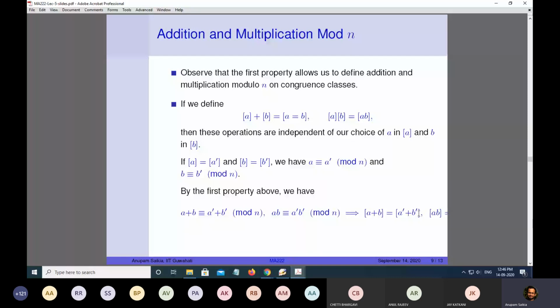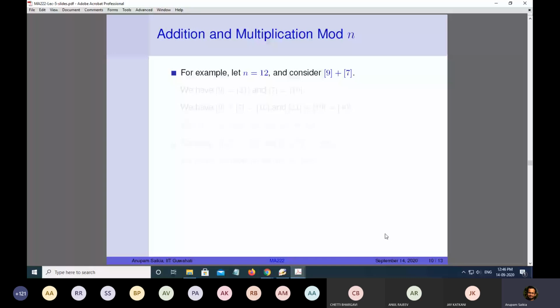Anyway, let's illustrate this with an example. Let's take n equal to 12. Let's see how I add the equivalence class of 9 and the equivalence class of 7. I want to emphasize that there is no ambiguity even if I choose 9 and 7 differently. For example, in place of 9, I could have chosen 21 because 21 minus 12 is 9, so they are in the same congruence class. Similarly, 7 and 19 are also in the same congruence class because their difference is divisible by 12.